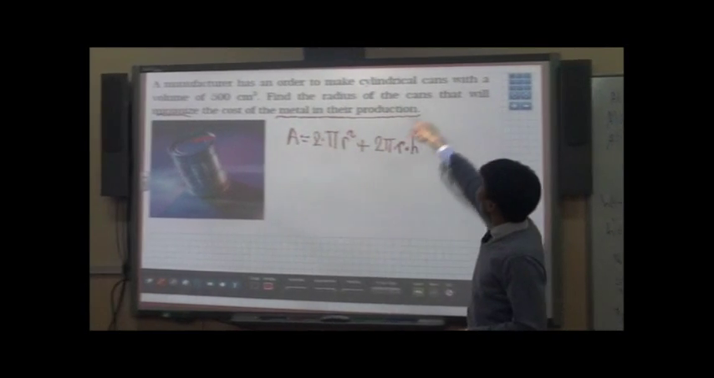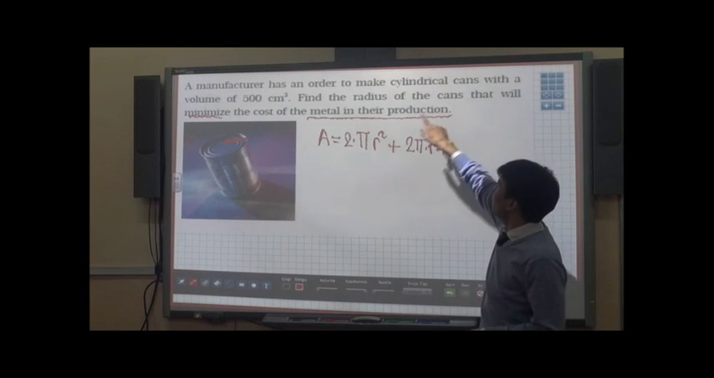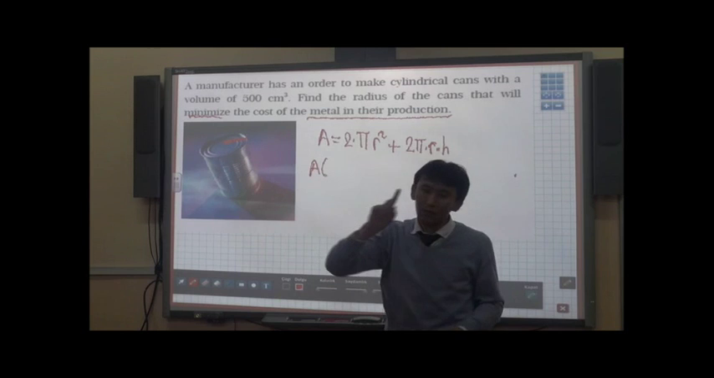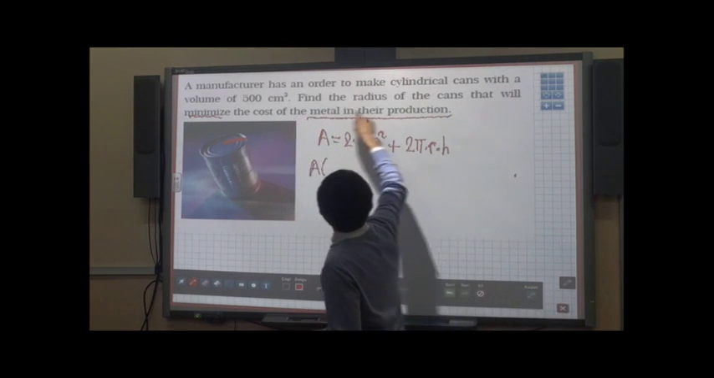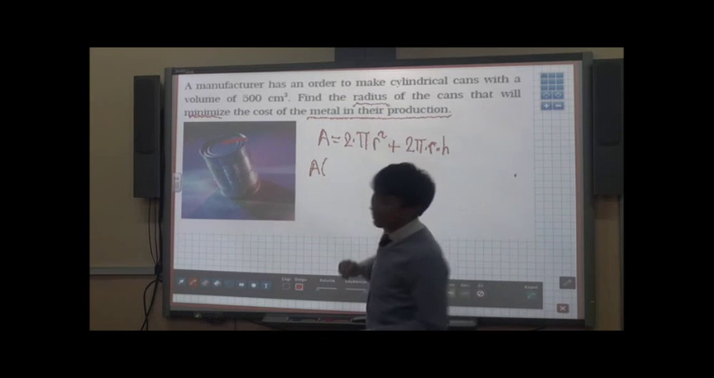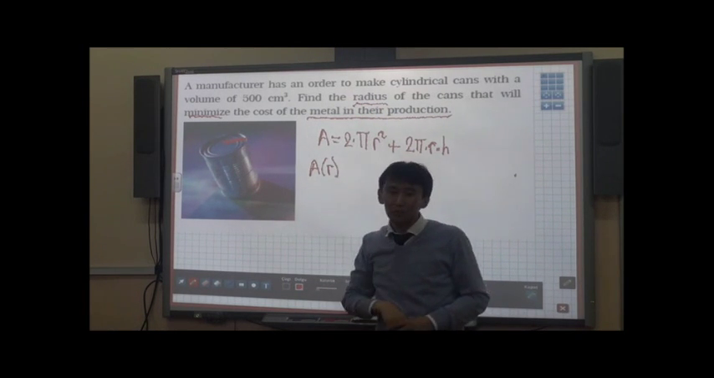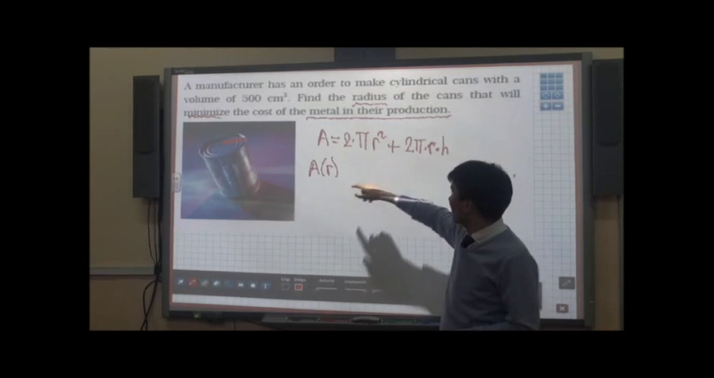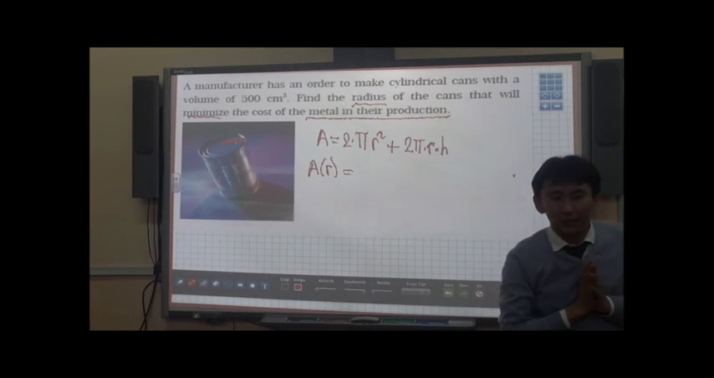Now, the next rule was, with the given information, write A as a function which depends only on 1 variable. What is that? Radius, r. This is a function, and we will find what the radius must be so that the surface area is minimum. Now we will use the given information in our task.